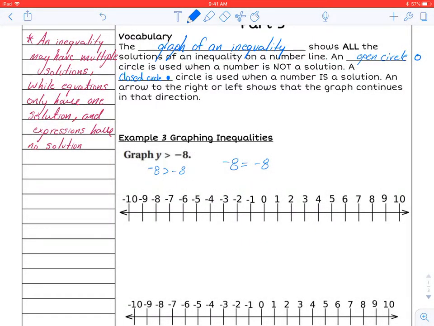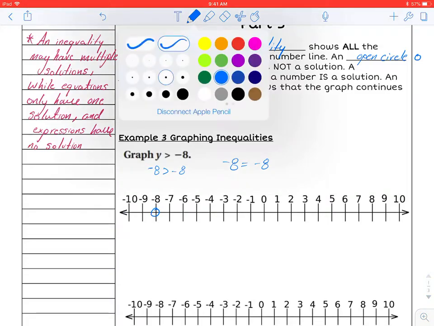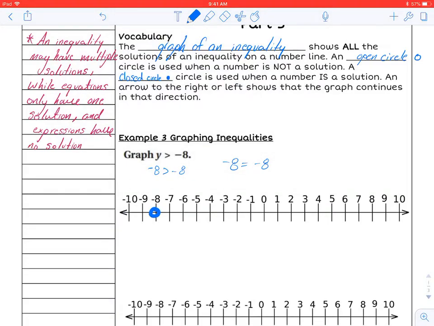We're going to put an open circle at -8, and then we need to choose whether we're going to put our arrow to the right or to the left. We have to figure out which direction makes this true. Well, let's see. If I were to plug in, let's say, 0, is 0 greater than -8? Yes, 0 is greater than negative 8 because 0 is to the right of negative 8, and the number line goes from least to greatest. So 0 is a greater number than negative 8. So that means that my solutions are going to be traveling to the right.